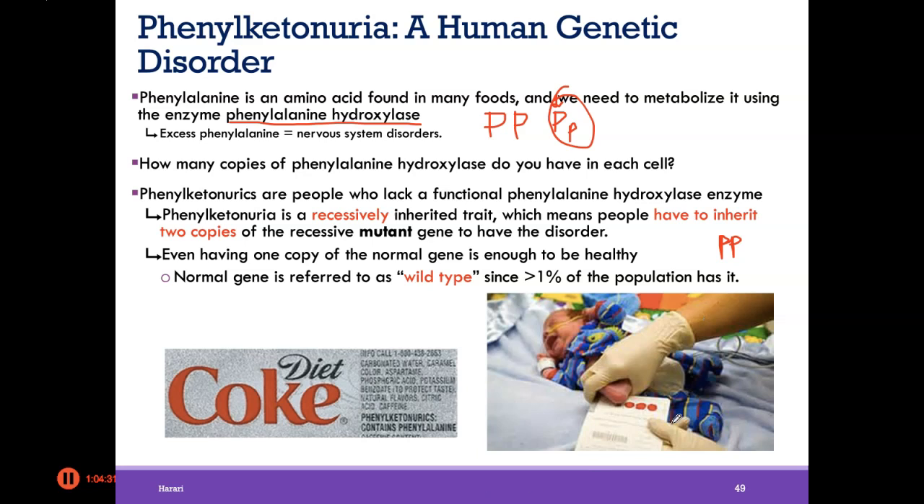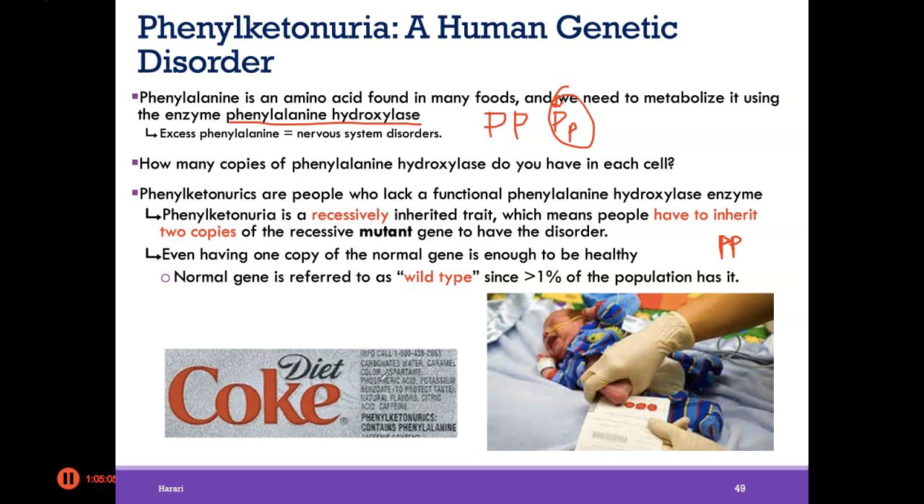And when we're born, now it's a little more sophisticated, but for many, many years, a little heel prick would be done on a newborn, and then the blood would be sequenced or analyzed to see if it can break down phenylalanine. And if there is a mutation in the phenylalanine hydroxylase gene, then that baby would not be able to be fed any food with phenylalanine, right? Because then it would cause nervous system disorders. So the parents have to make sure the baby who is a phenylketonuric does not consume any phenylalanine.